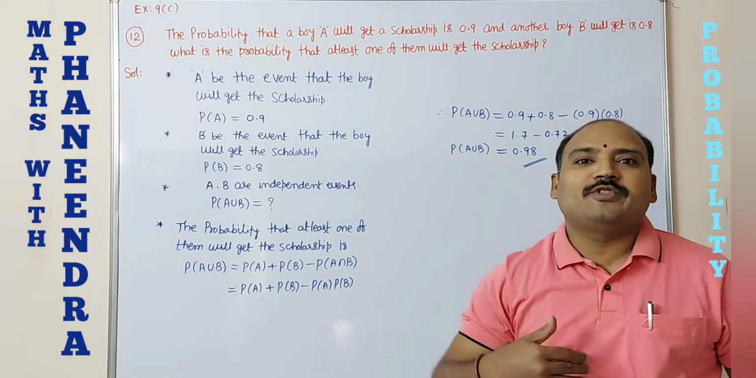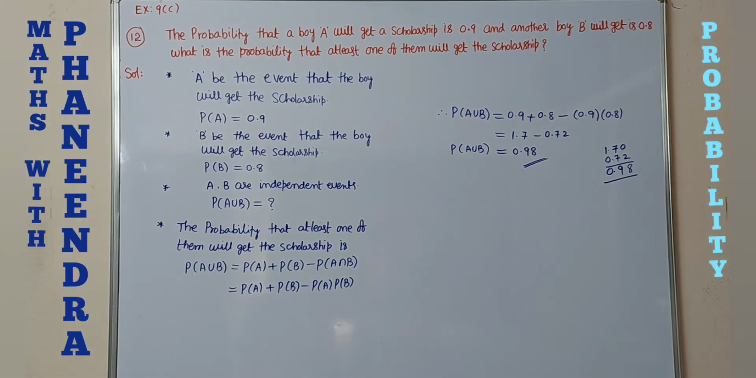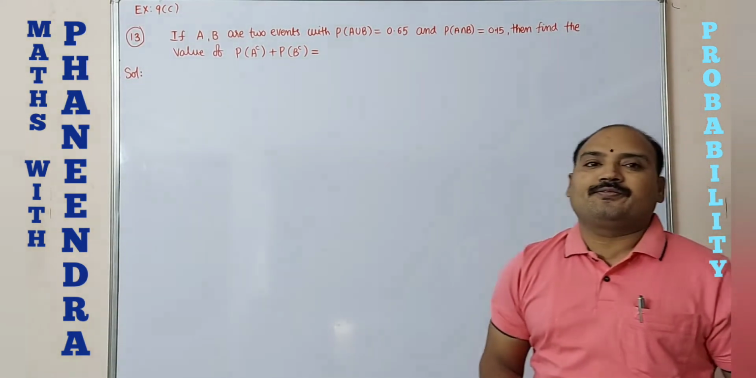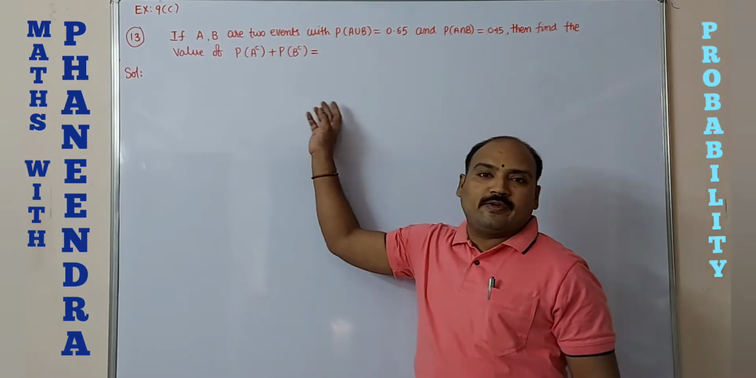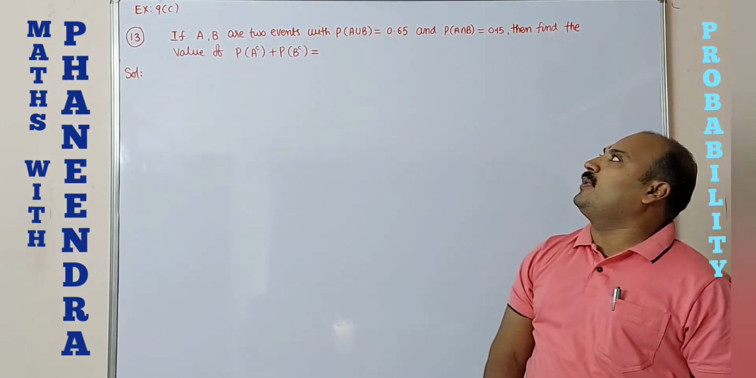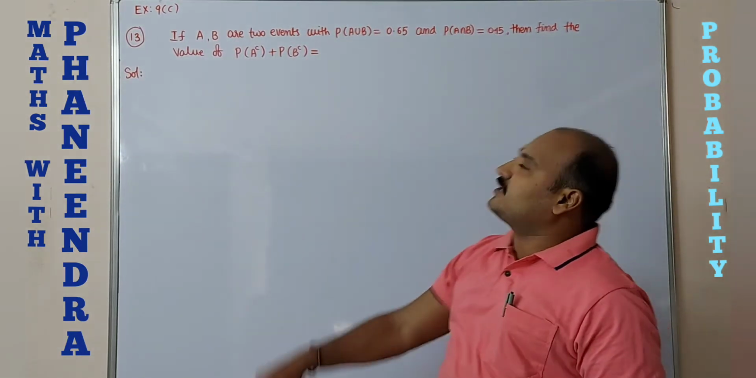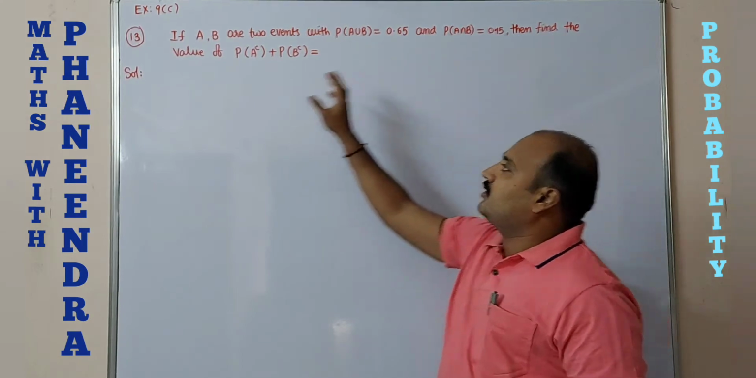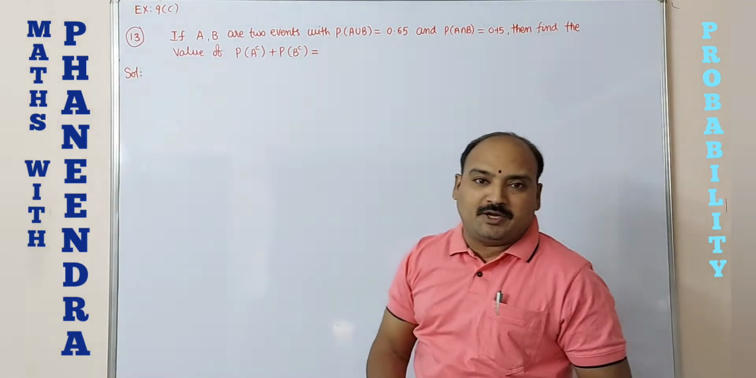We'll move on to the next question, dear students. Here, question number 13. If A, B are two events with P of A union B equal to 0.65 and P of A intersection B equal to 0.15, then find the value of P of A complement plus P of B complement.